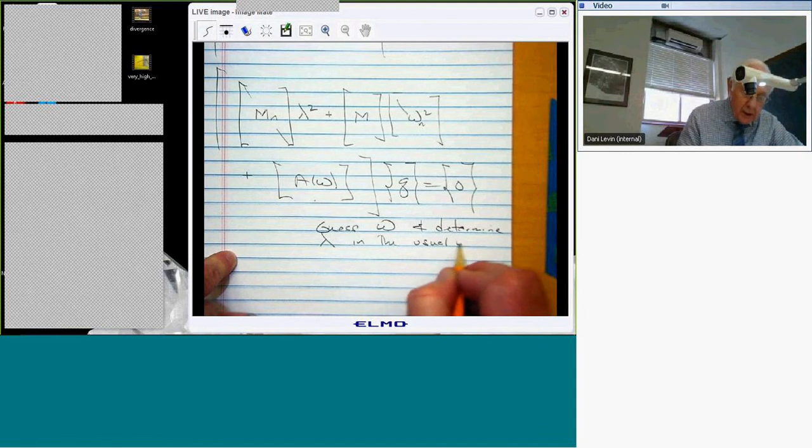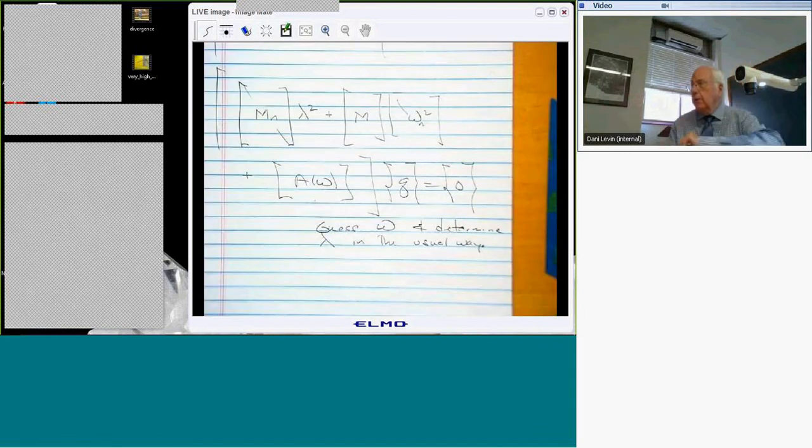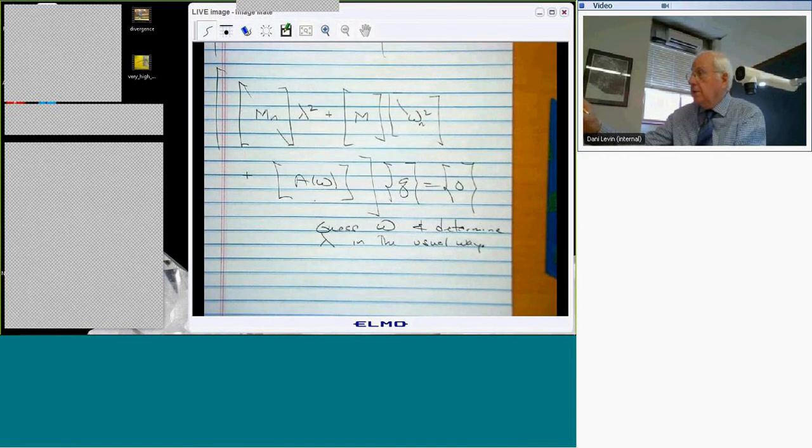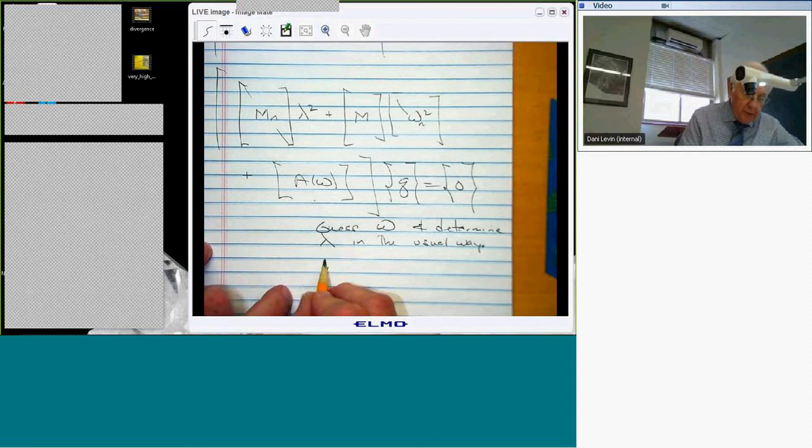And if you want to, you can again think of this as multiplying this out and you get a polynomial in lambda for a given guess on omega, right? So lambda will turn out to be something. It will have a real part and an imaginary part.